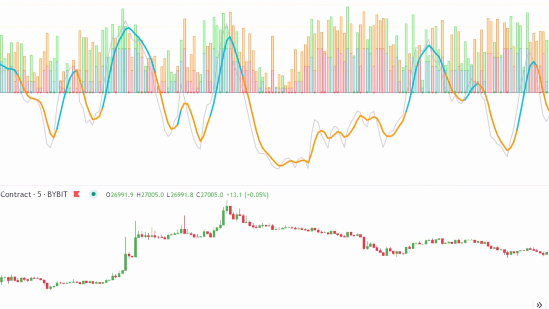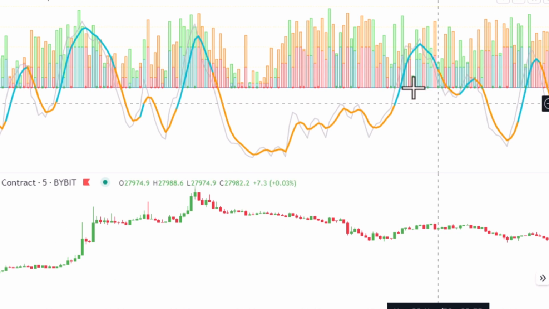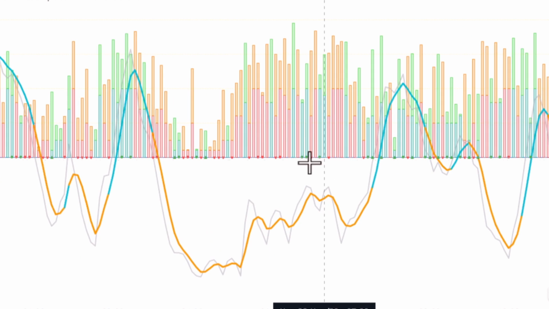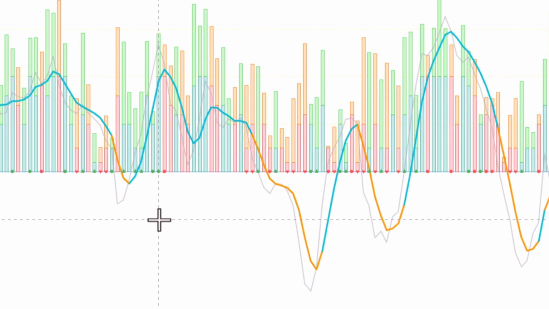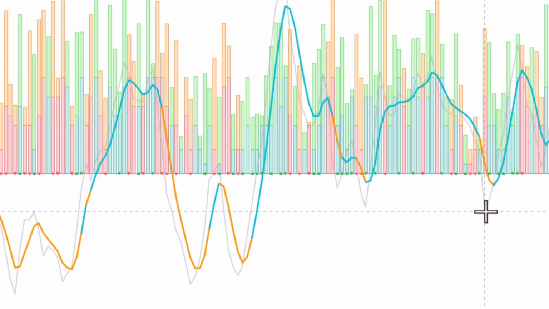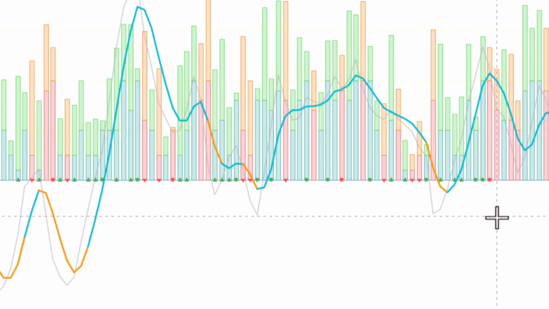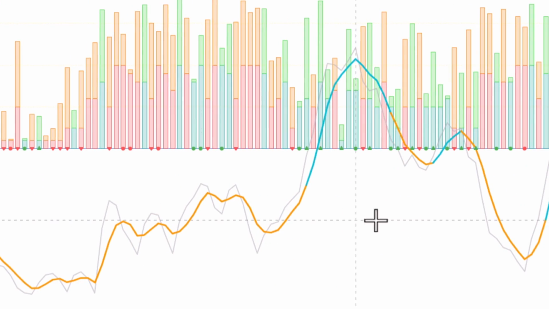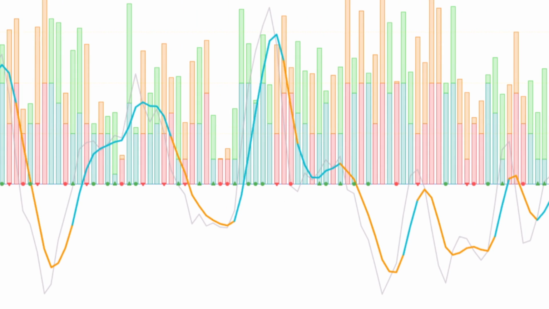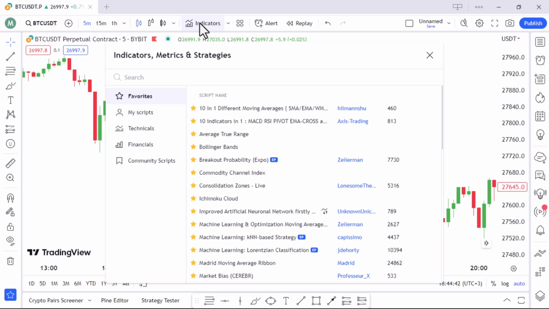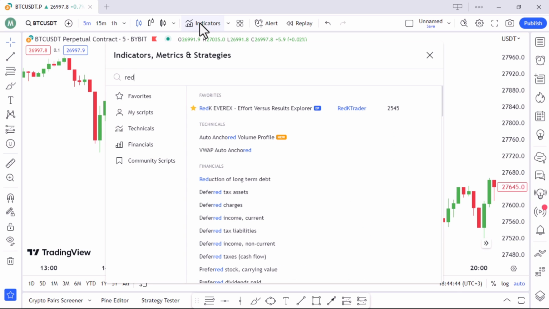Its advanced features allow you to analyze price action on a totally different level, taking into account momentum, volume, and even market sentiment. With this tool, your trade entries will become more accurate, which means you'll make more profits and avoid those unnecessary losses. The indicator I'm talking about is called RedK Everex Effort versus Results Explorer by RedK Trader.